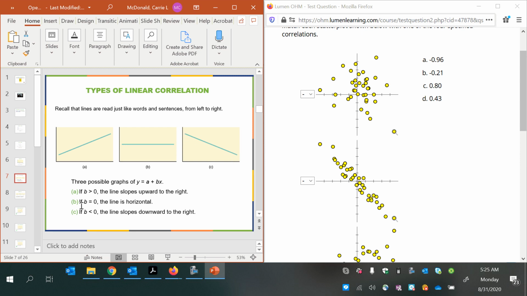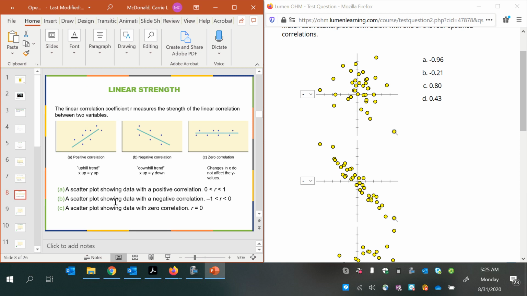Now, if you can remember from algebra, when a line went uphill from left to right, it had a positive slope, and when it went downhill from left to right, it had a negative slope. And our correlation strength is measured by this letter called the correlation coefficient, R. Now, R just measures the strength. It's not the slope, but it's related to the slope in that they both have the same sign, and the slope is used when you calculate R.